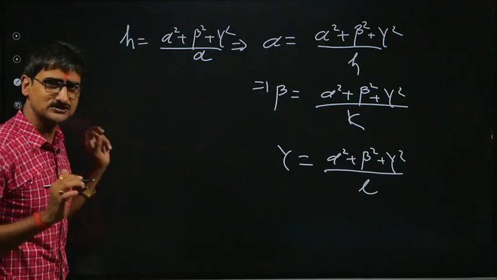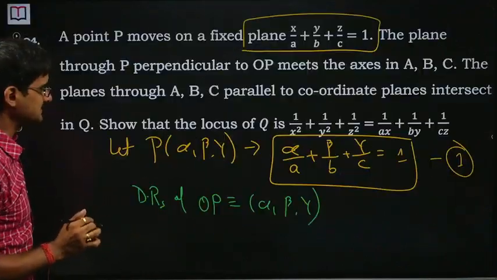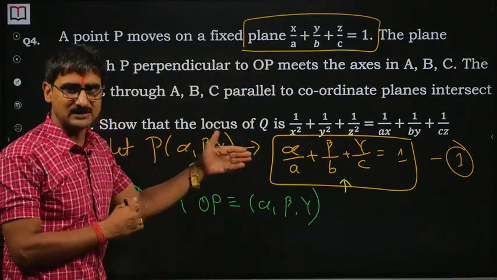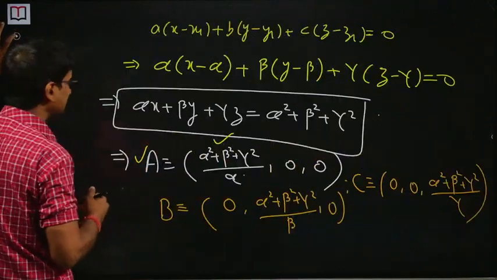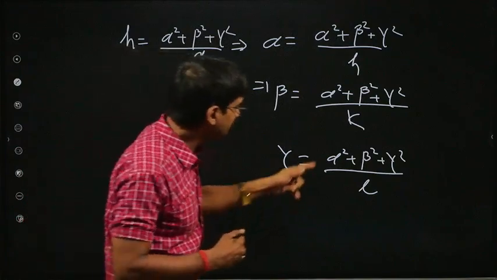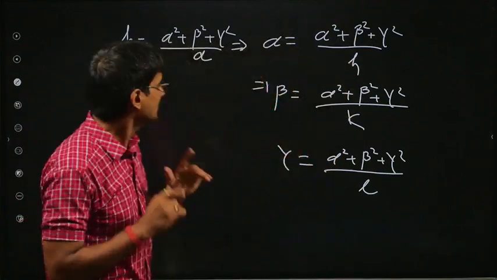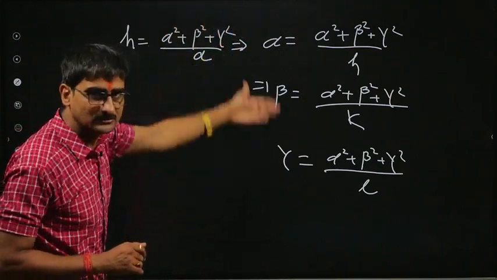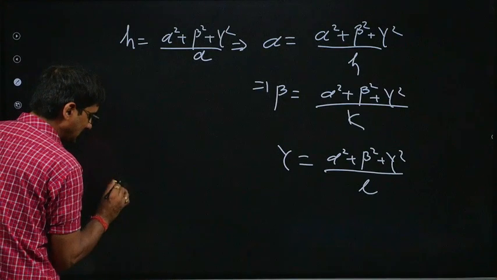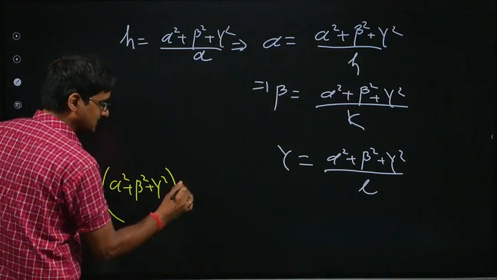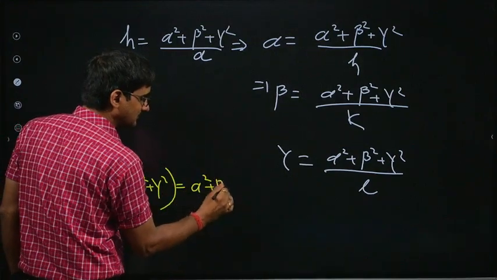Now one thing is for sure, that alpha, beta, gamma satisfy this equation, so I am going to replace alpha, beta, gamma here. So I will get at least one relation that involves h, k, l. But then there is a problem, because it still involves alpha, beta, gamma. So what I will suggest is, square and add all three. We will get alpha square plus beta square plus gamma square is equal to alpha square plus beta square.